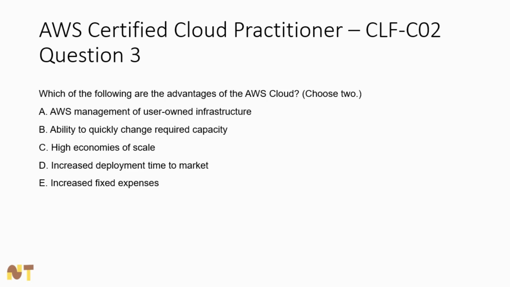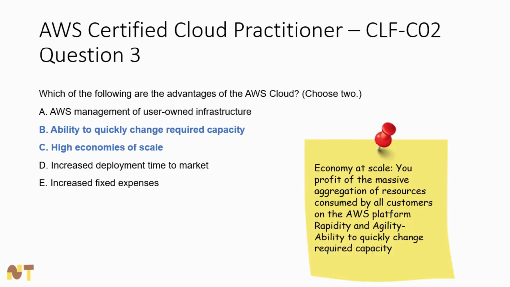There are total 6 advantages of cloud, and out of the 6 advantages, the 2 correct options are B. Ability to quickly change the required capacity, which refers to the advantage, speed and agility. And option C. High economies of scale, which refers to the advantage, economies of scale. So the correct answers are B and C.